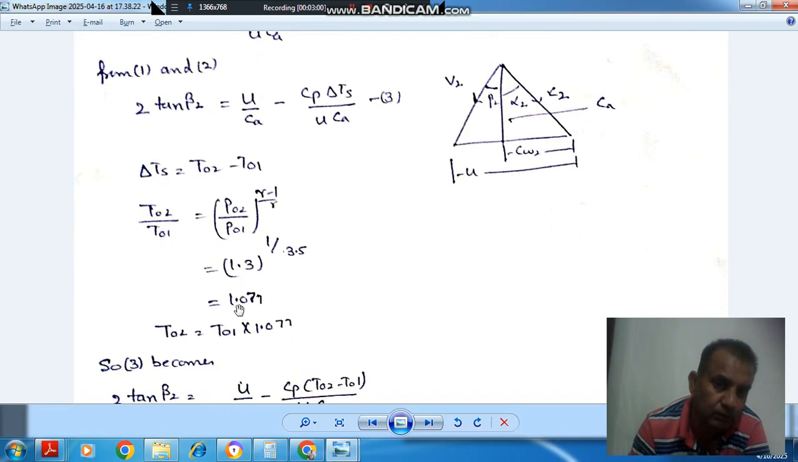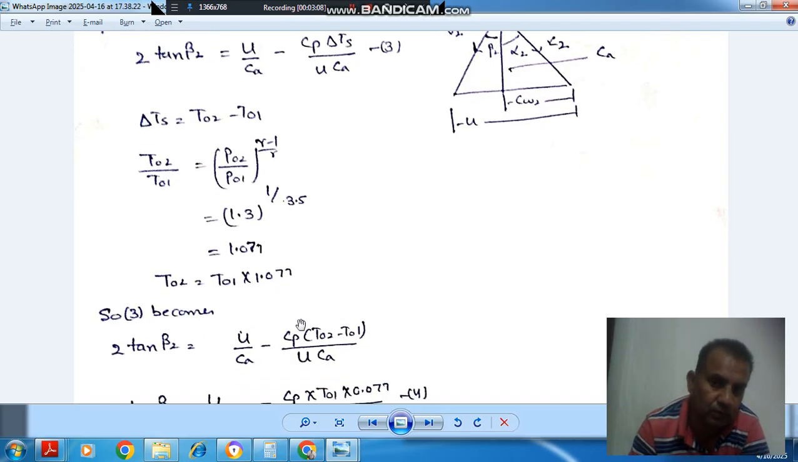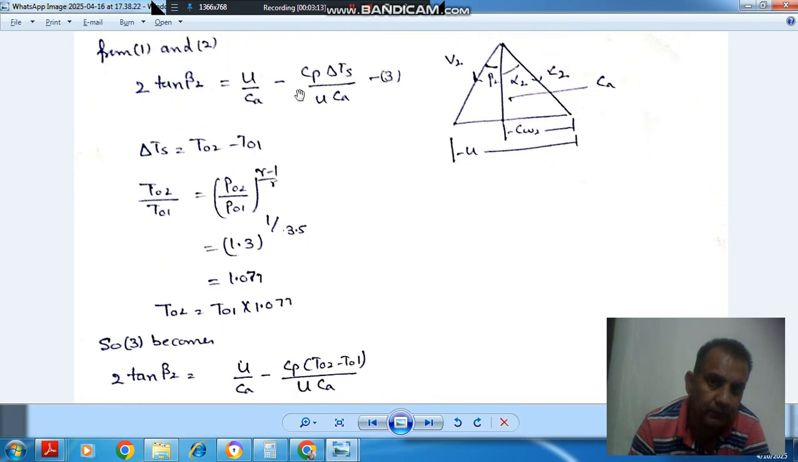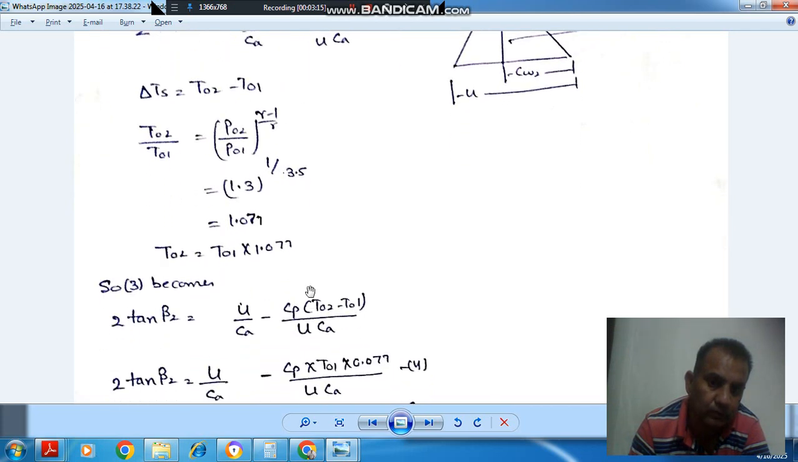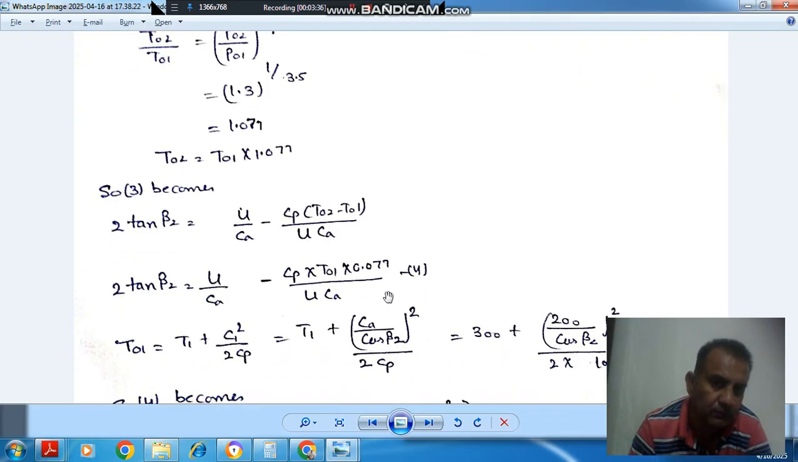So T02 by T01 will be 1.077, and T02 will be T01 into 1.077. Now we can put this T02 here. First of all, putting delta Ts as T02 minus T01, then putting T02 equal to T01 into 1.077 and subtracting, it will be Cp T01 into 0.077 divided by U Ca. So this is equation number 4.